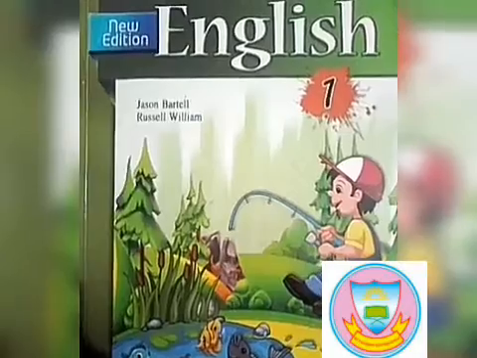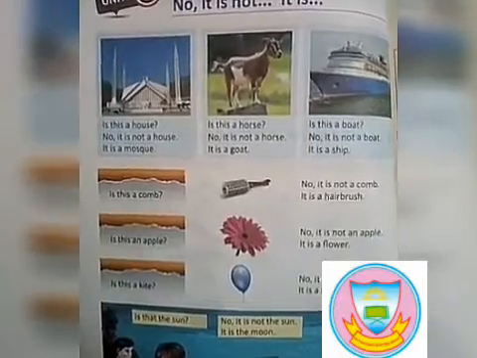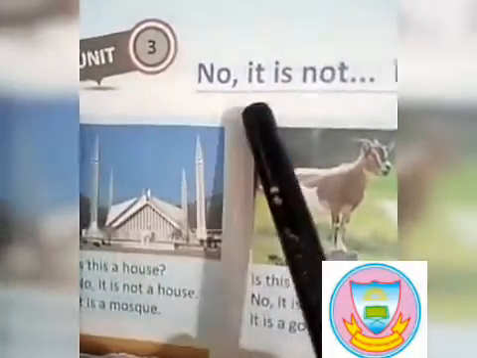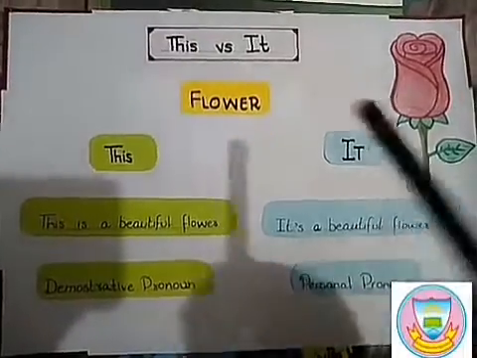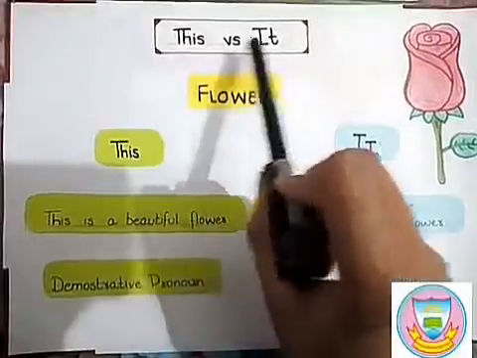This is our third lecture of Cohort English for class 1. In today's lecture we discuss unit number 3, and the name of the unit is "No, it is not, it is." Before starting our actual topic, firstly you must know where to use "this" and where to use "it".